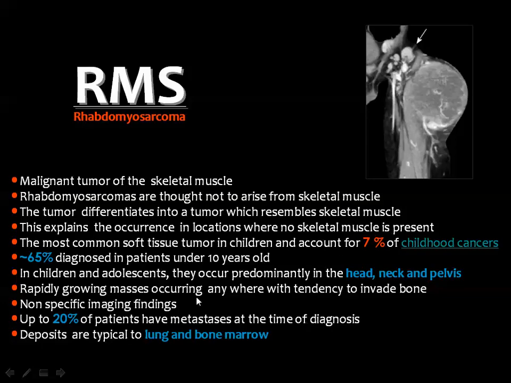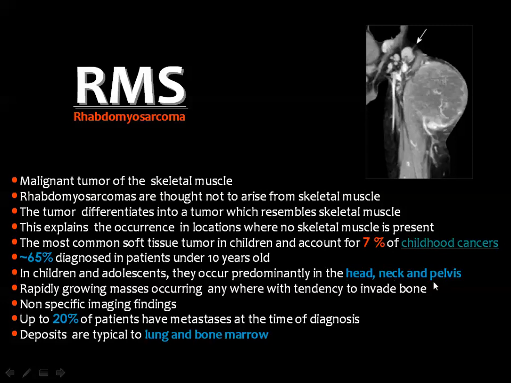So this tumor is considered the most common soft tissue tumor in children, and it accounts for about 7% of childhood cancer. About 65% of these tumors are diagnosed under the age of 10 years, and the most common location is the head and neck.